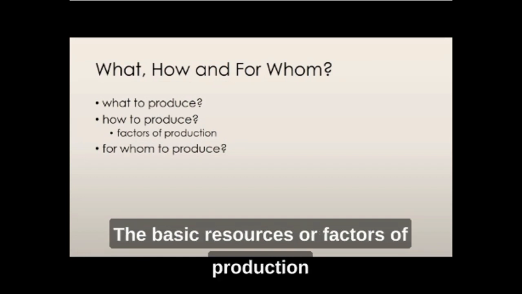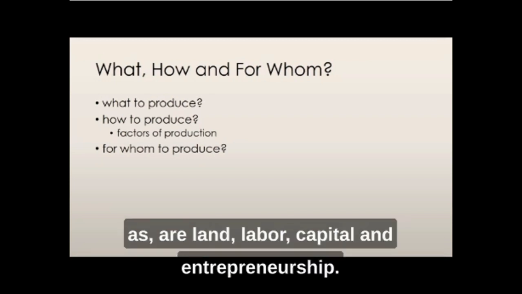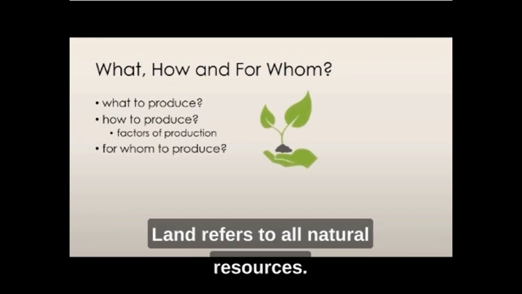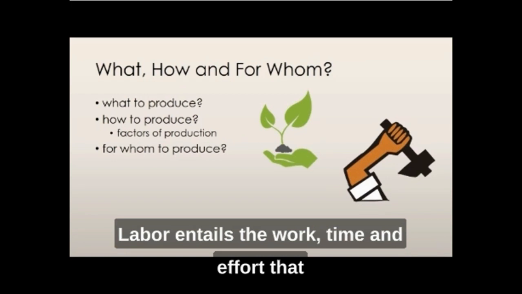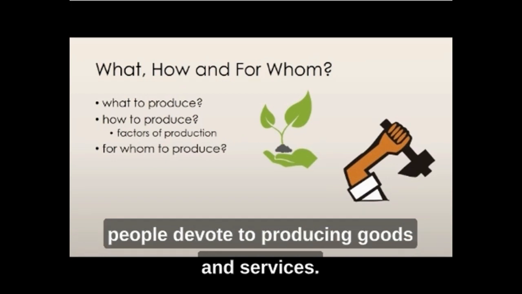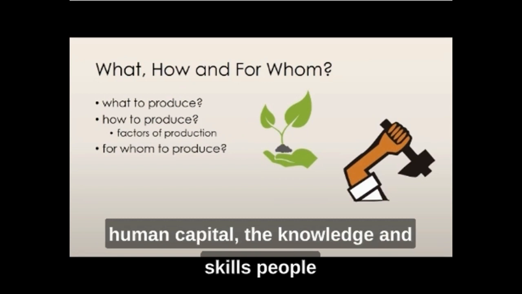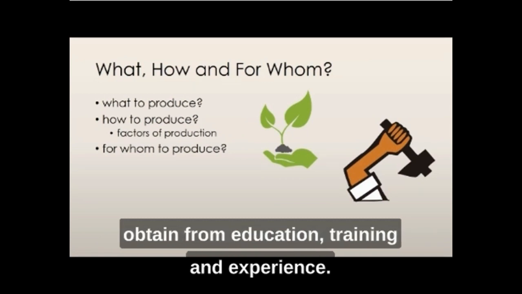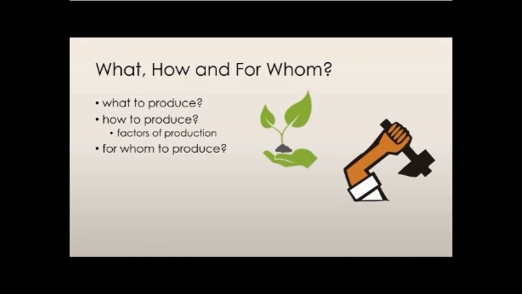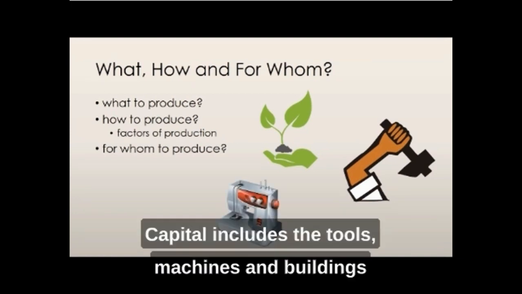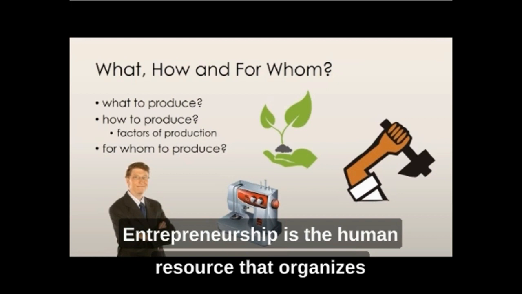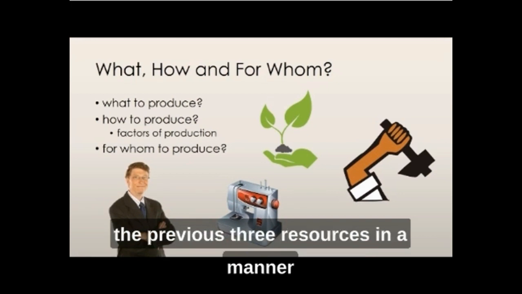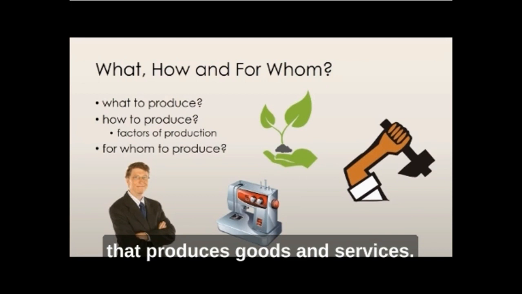The basic resources, or factors of production as we will now refer to them, are land, labor, capital, and entrepreneurship. Land refers to all natural resources. Labor entails the work, time, and effort that people devote to producing goods and services. The quality of this labor depends on human capital, the knowledge and skills people obtain from education, training, and experience. Capital includes the tools, machines, and buildings that are used to produce goods. Entrepreneurship is the human resource that organizes the previous three resources in a manner that produces goods and services.